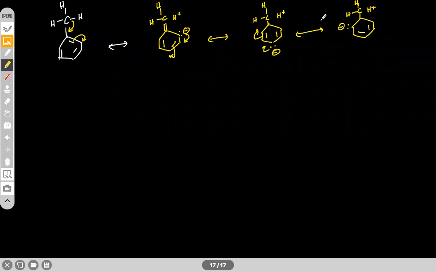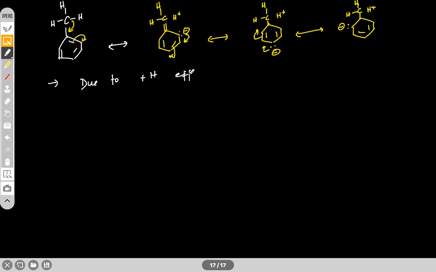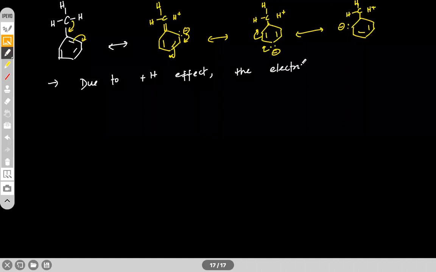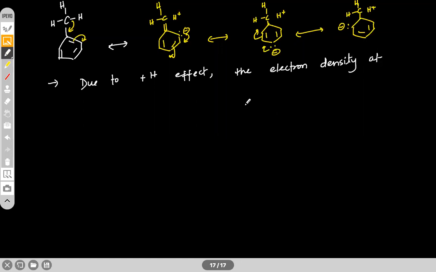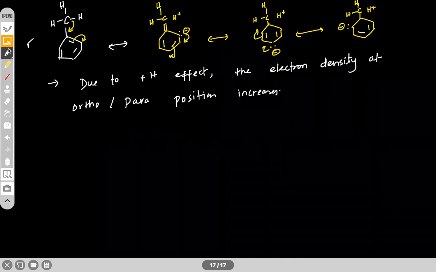And further, we can draw the next structure. So what we can say, it is plus H effect. So write down, due to plus H effect, the electron density at ortho and para position increases, like we have in plus R effect. Okay, this is the one example we have discussed.